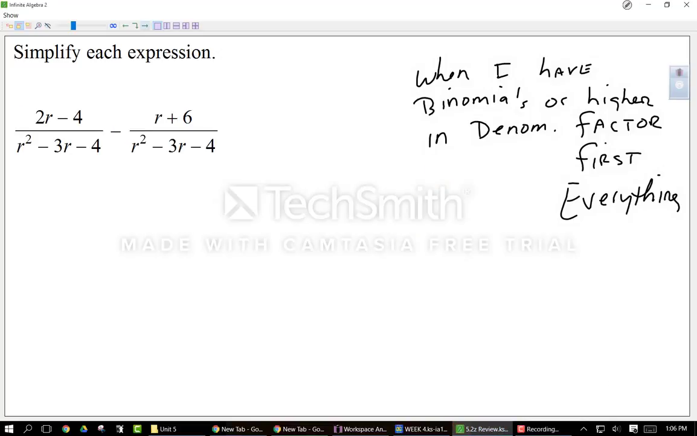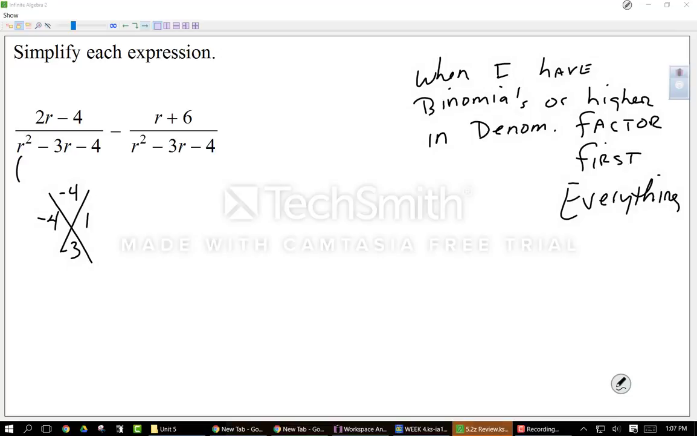Let's look at this particular problem. So I have r squared minus 3r minus 4 in both denominators. Yay, they're both the same. But remember I said I want to factor. Factor, factor, factor. Okay, so here's what's going to happen. Remember, I make an x. My negative 4 goes up top. My negative 3 in the bottom. So my side numbers are going to be negative 4 and positive 1.